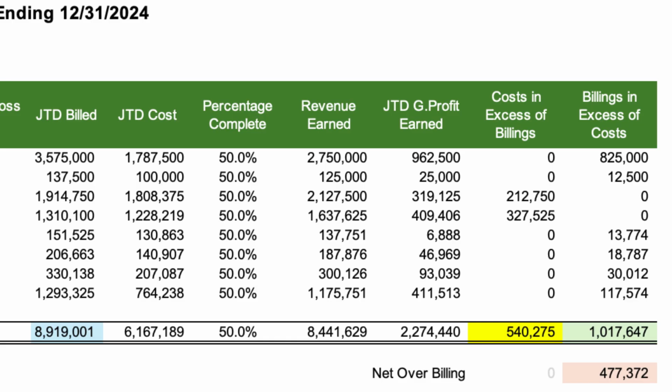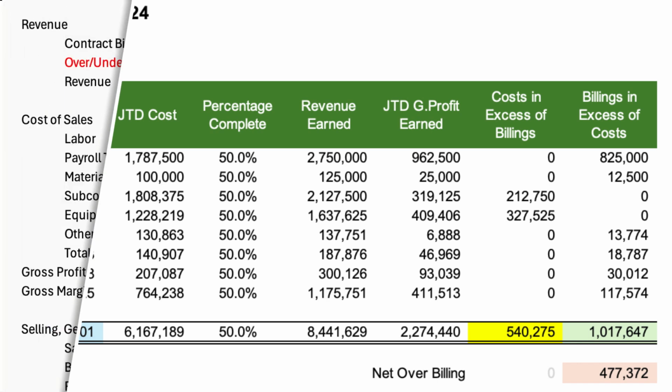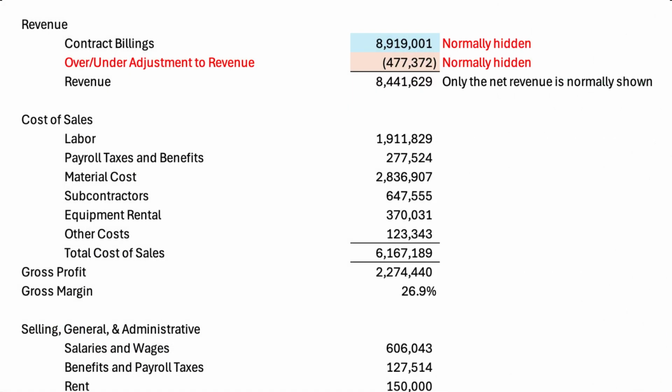Now let's tie this back to the financial statements. Looking at the income statement, you'll see a line for contract billings and an over/under billing adjustment. In this case, the adjustment is a negative $477,372 because we've overbilled on our jobs, meaning we cannot recognize that amount as revenue just yet. Assuming nothing bad happens along the way, this will eventually flow into revenue as we perform the work.